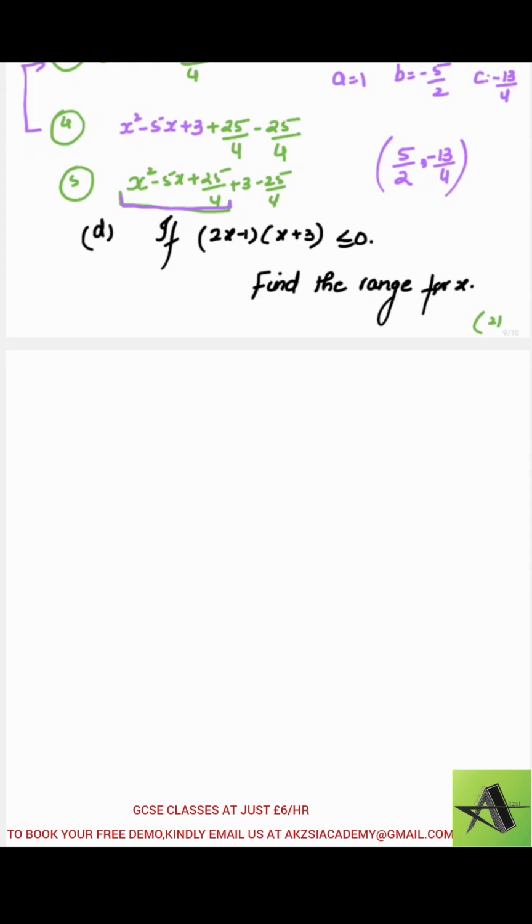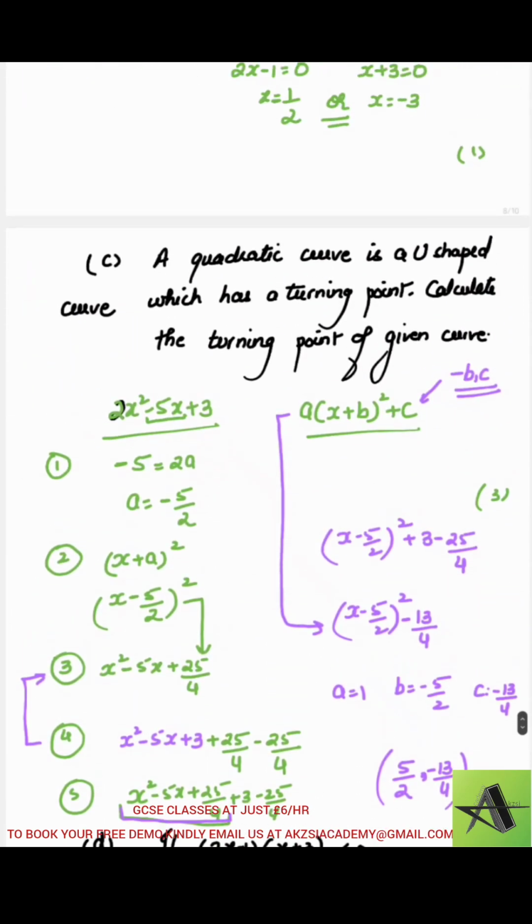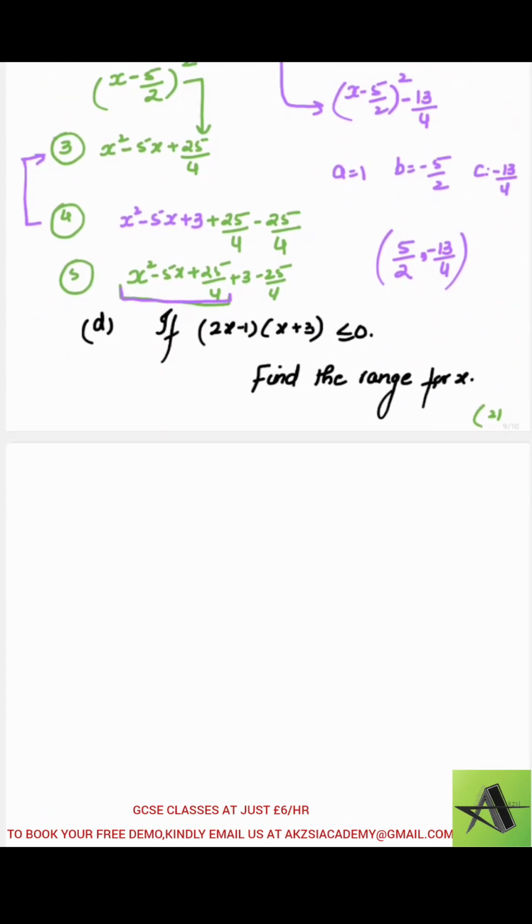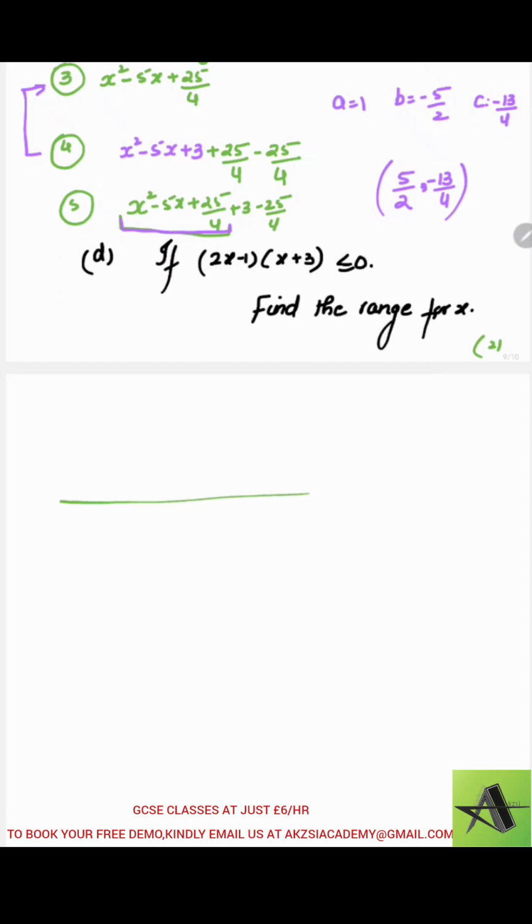So the first step, while solving an inequality, is to calculate the values of the x-intercepts, x1 and x2. We have calculated x1 and x2 as half and negative 3. So definitely the curve is like this. Half is your first value of x and negative 3 is the second, so negative 3 would come here and half.